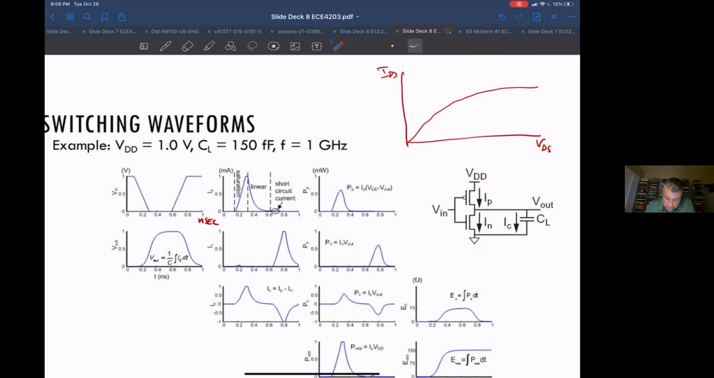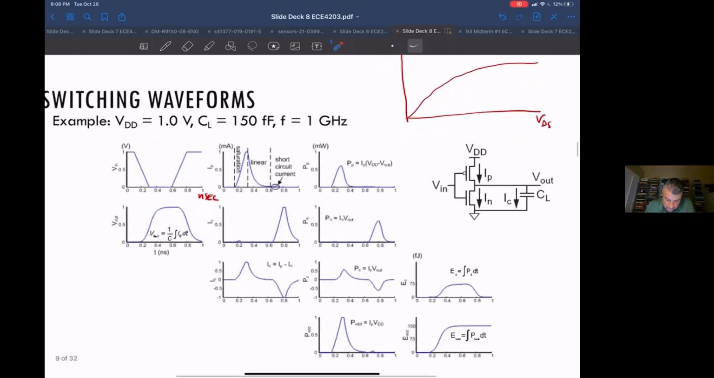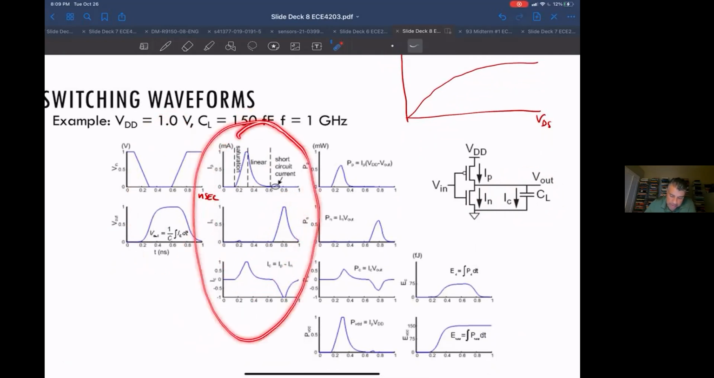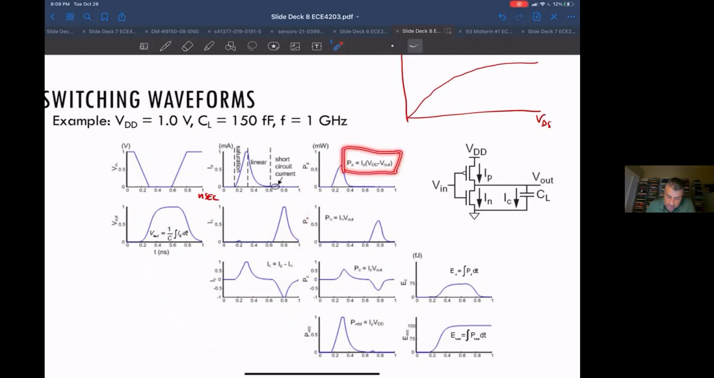Okay, so now if I look at the current that goes onto the capacitor, this I sub C, there's no current until I get my PMOS current on it. And then the NMOS turns on and I have a negative going current off the capacitor. So we went from here to here, looking at the currents. And now we basically go from currents to power. So this is the power being used in the PMOS, the power burned by the PMOS.